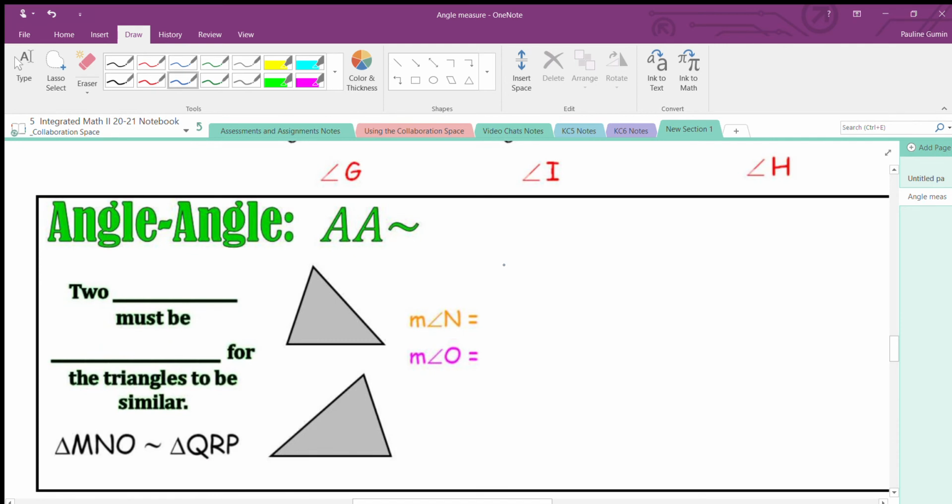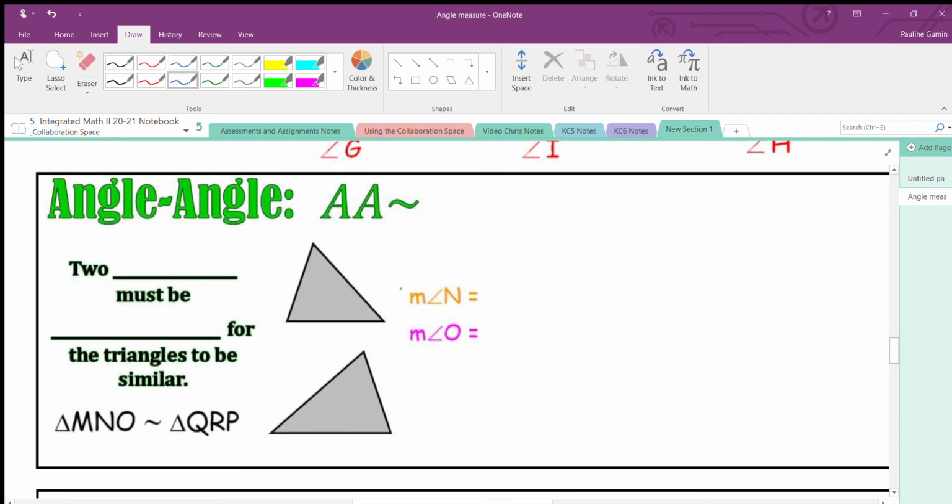All right, the last type of similarity we have is angle-angle, where two angles must be congruent. Oh, that U and E turned out to be one letter. There we go. All right, so here we have M and O and Q R P.